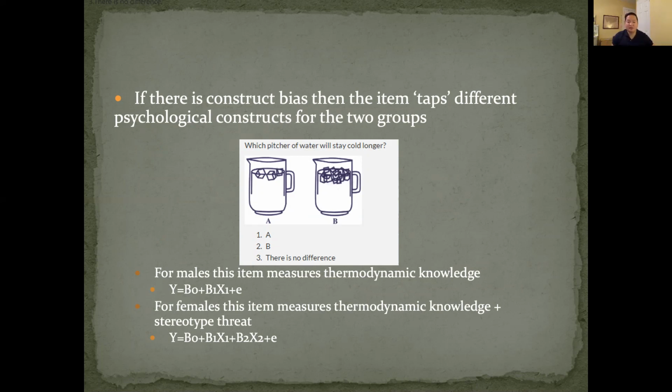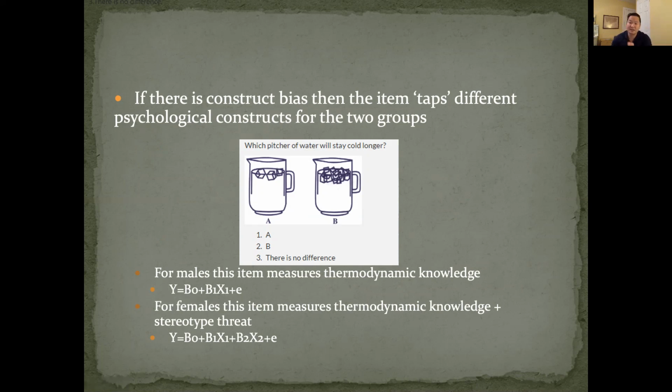For men, you're just measuring thermodynamic knowledge, which is the knowledge of heat transfer, I think. And in this case, this is our regression equation, and we're going to circle back to regression in a second, but our single predictor is knowledge, right? We have our outcome, our intercept, our error, and then our B weight, which is how much thermodynamic knowledge we have. The more knowledge you have, the more you would be expected to get this right.